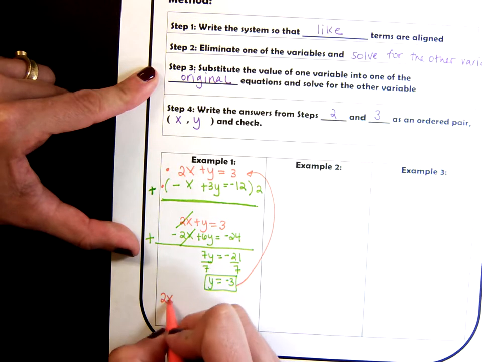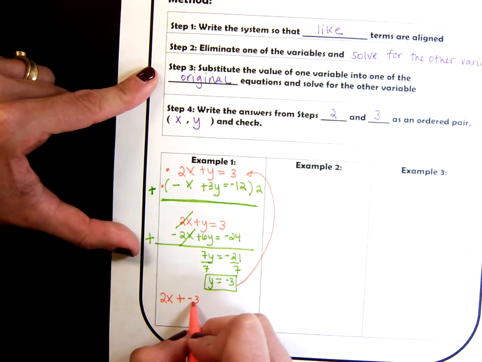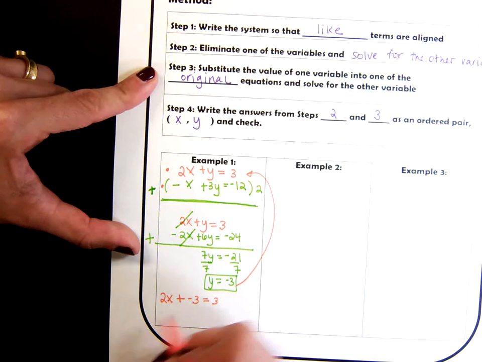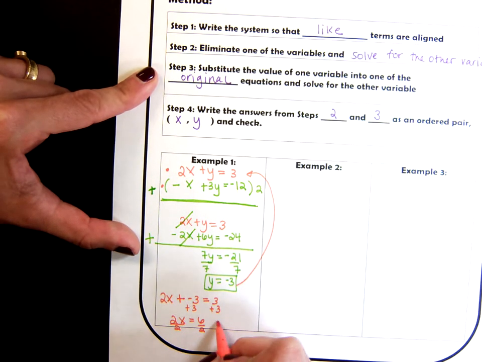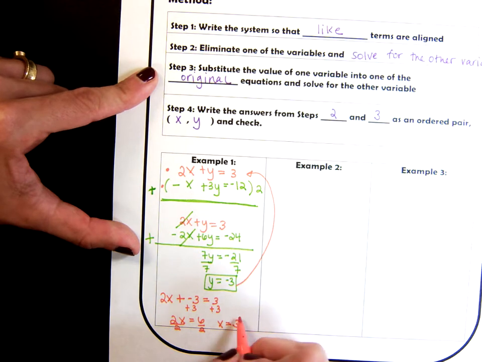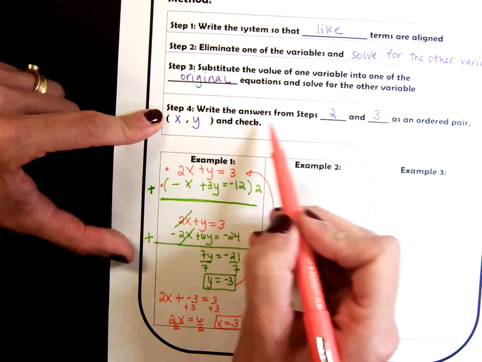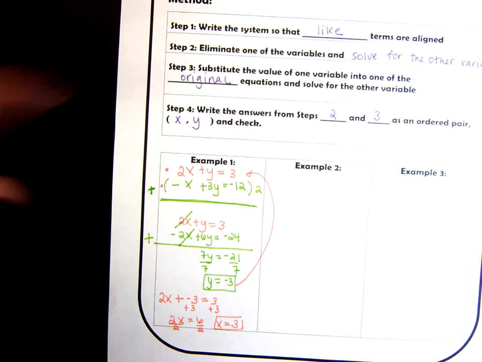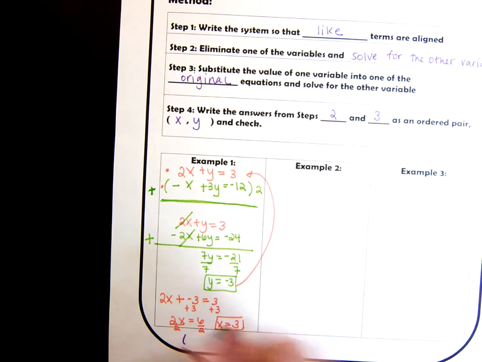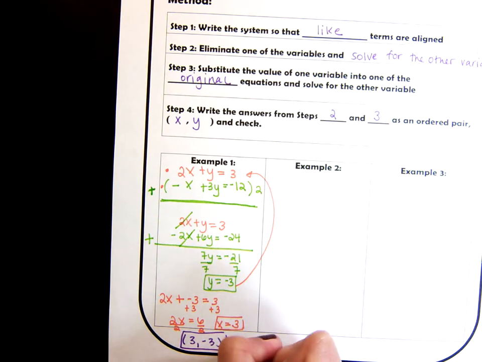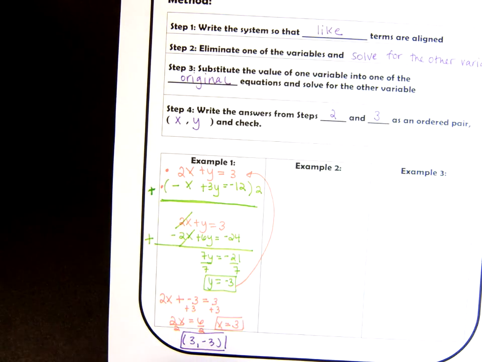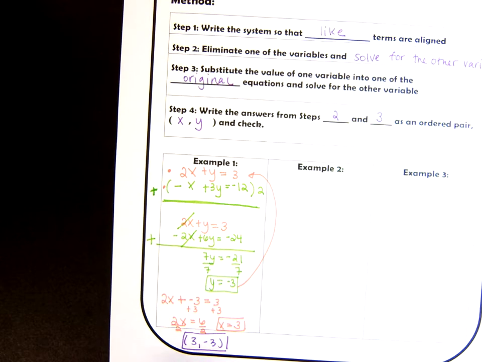So get 2x plus negative 3 is equal to 3. And let's solve for x. We're going to add 3 to both sides. So 2x is equal to 6. Divide by 2, and we get x is equal to 3. Alright, but we're not done yet. Remember, we're going to write our answers in ordered pair. So our solution will be (3, negative 3). And that means that these two lines intersect at the point (3, negative 3).